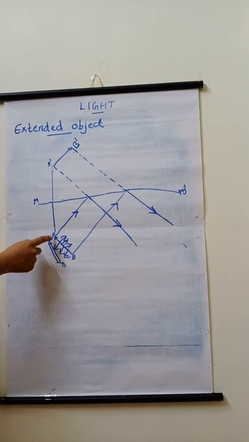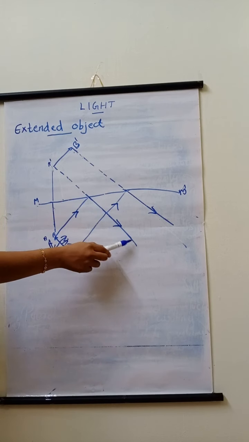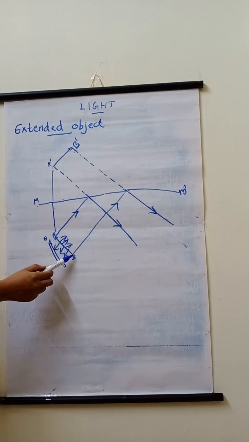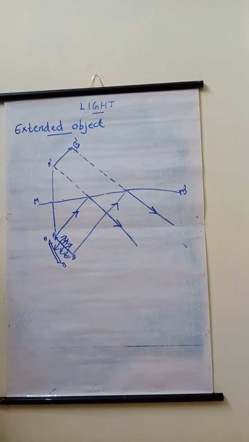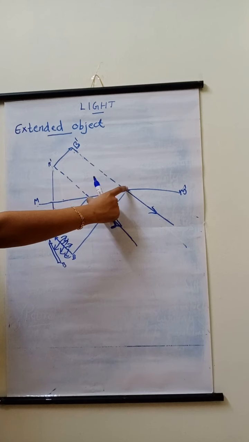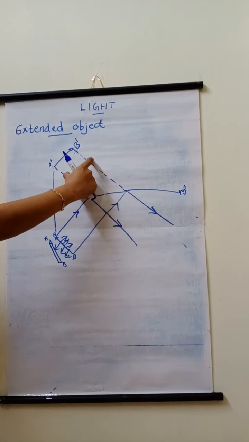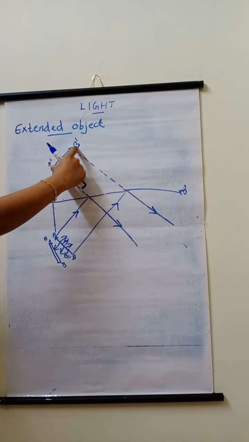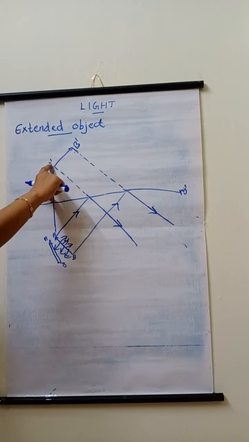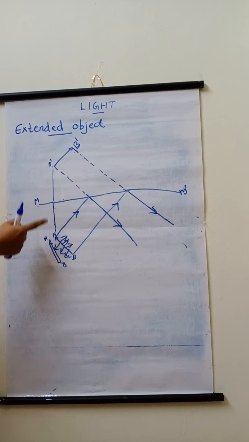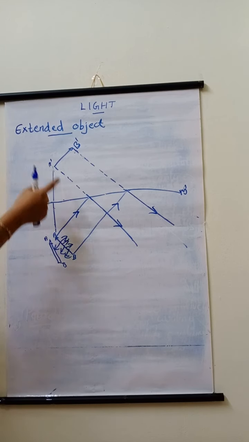From the tip A, the rays reach the mirror and are reflected, and from the tip B it is incident on the mirror, then reflected back. These two rays are produced back to the back of the mirror, so that the image is formed this much far apart. The tip A forms here as A dash, and B forms here as B dash.